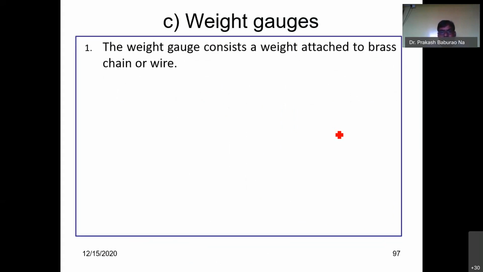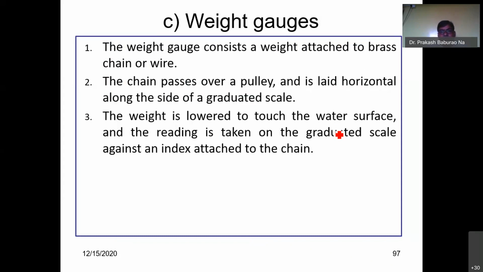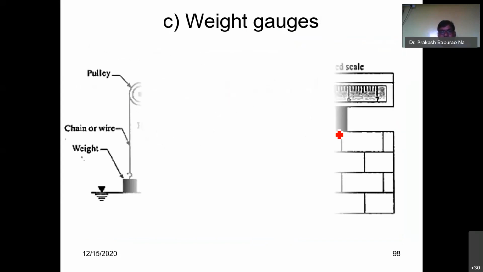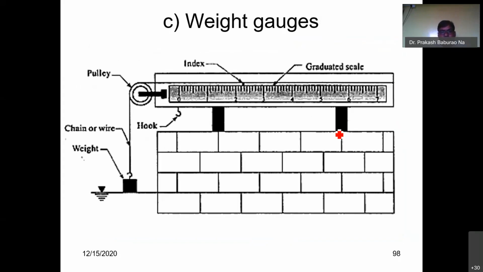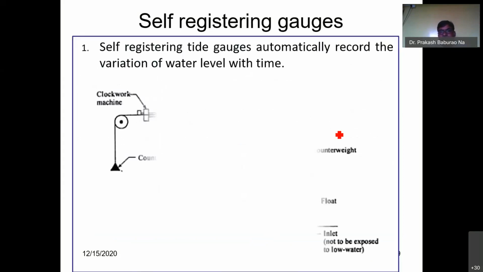Float gauges. Weight gauges consist of a weight attached to a brass chain or wire. The chain passes over a pulley and is laid horizontally along the graduated circle. The weight is lowered to touch the water surface. This is the weight gauge. You have to look out. This is the diagram.